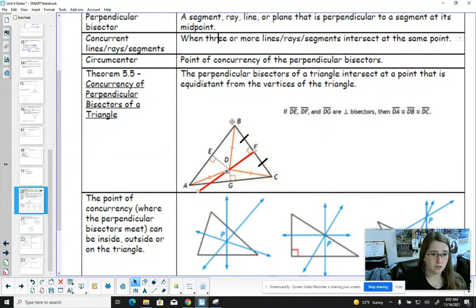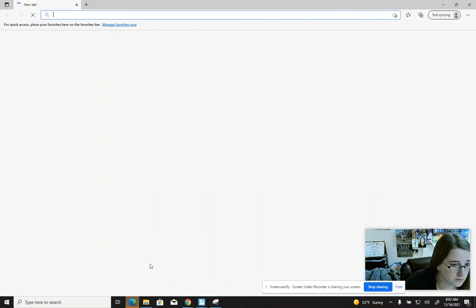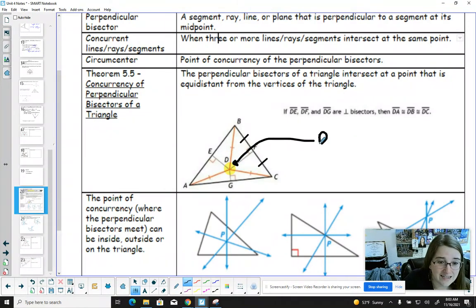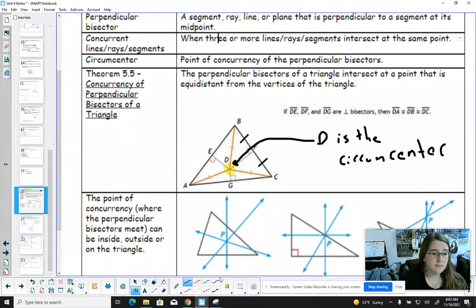What ends up happening, what's kind of cool about this, is that the point they intersect at, which again we call the circumcenter. So this point right here is what you would call the circumcenter. So if you want to label that, we would call that point D is the circumcenter. And we're going to talk about in a bit why that's called circumcenter, where that comes from. What ends up happening is something kind of magic. This point ends up being equal distances from all 3 angles.